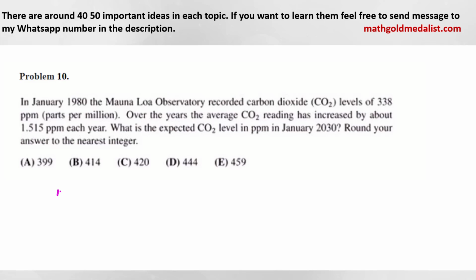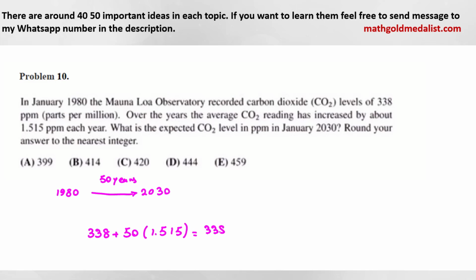Okay, so from 1980 to 2030, how many years are there? 30 plus 20, 50 years. And for each year, we should add 1.515 ppm. So at first, the initial value was this. After 50 years, after each year, the increment is 1.515. So it will be what then?